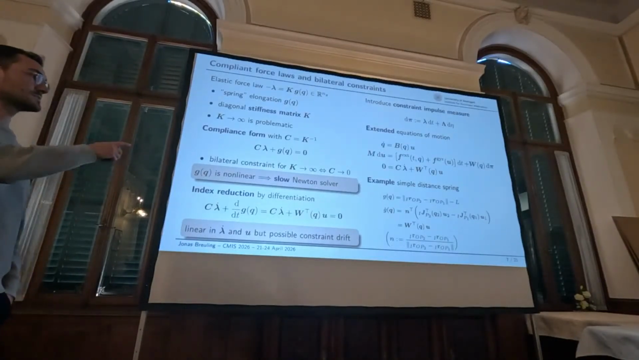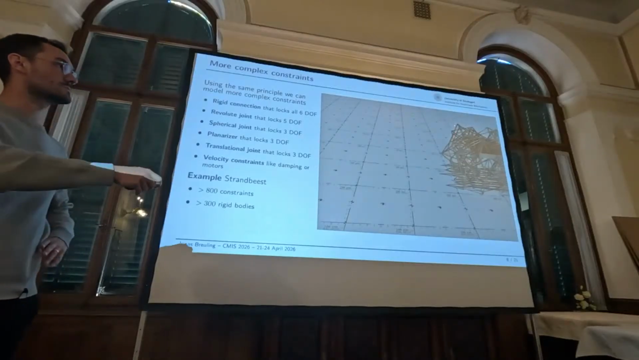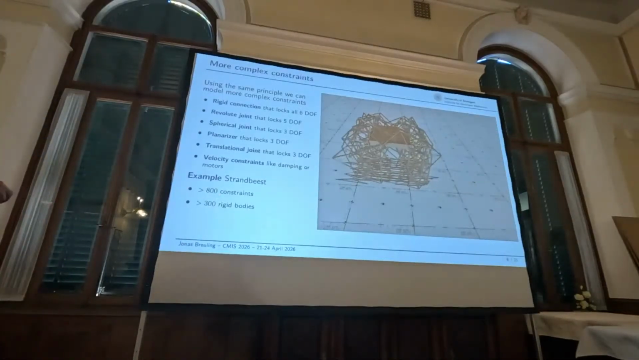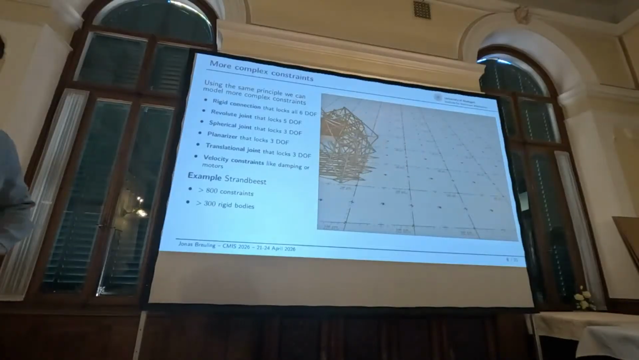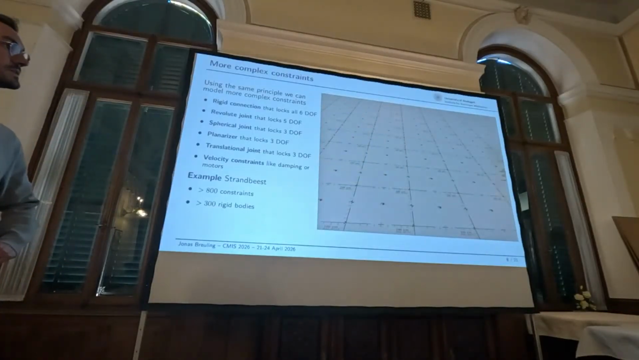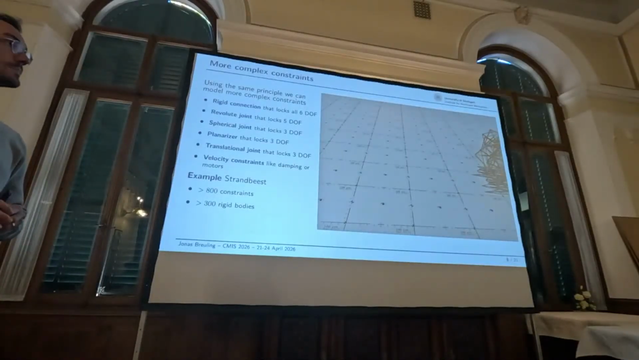Yeah, and this is quite simple, but using these methods, we can build more or less arbitrary constraints, and this allows us to build some nice mechanisms here, which is built by over 800 constraints and 300 rigid bodies, and it's quite popular, these Strandbeest walkers, purely driven by gravity or by some wind.